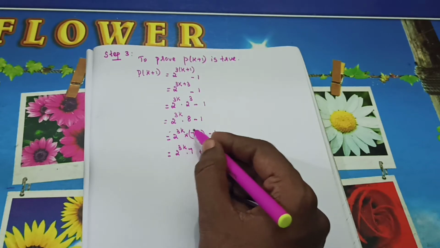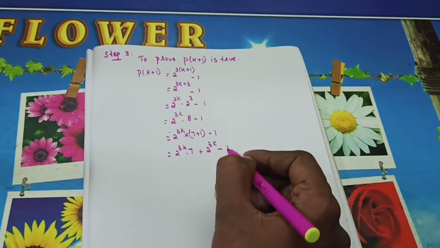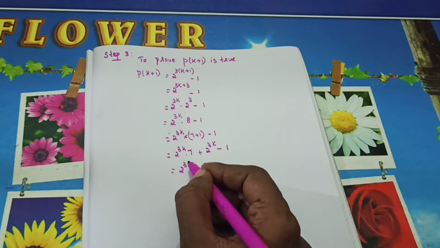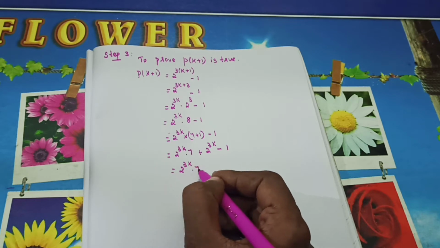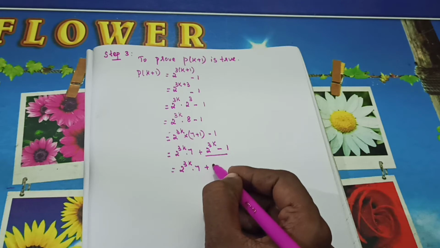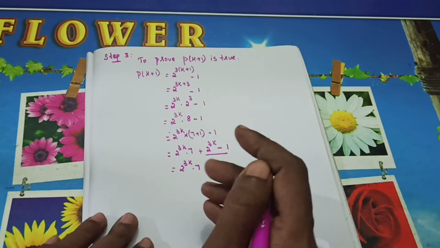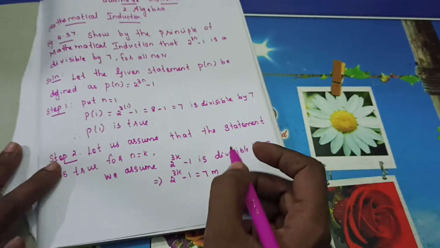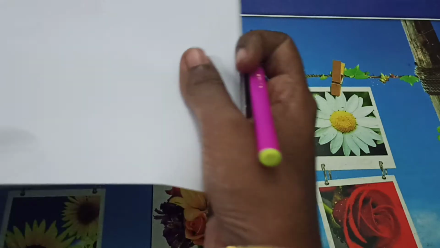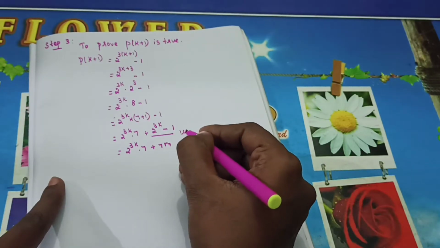Multiplying inside, 2 power 3k into 7 plus 2 power 3k into 1, is it right? So 2 power 3k into 1 is 2 power 3k, minus 1. Okay, then that's equal to 2 power 3k into 7. This together, how will you write? As plus 7m. You got it from where you wrote that 7m, is it right? If you need, you take this as equation number 1. So it will be very easy for you. Okay, so using 1.